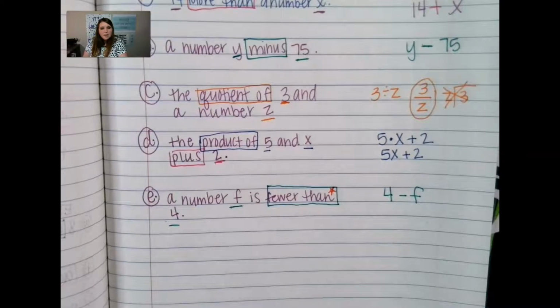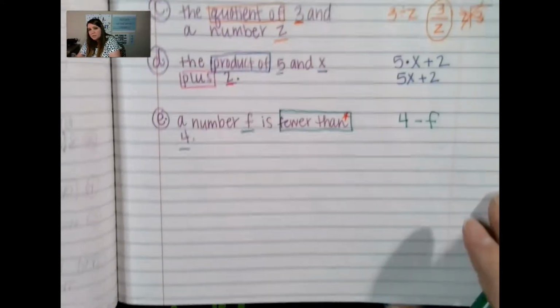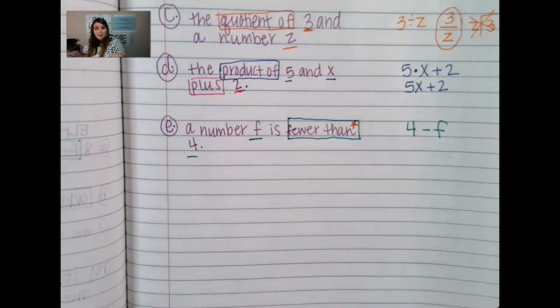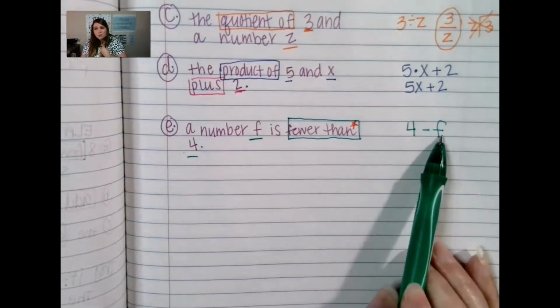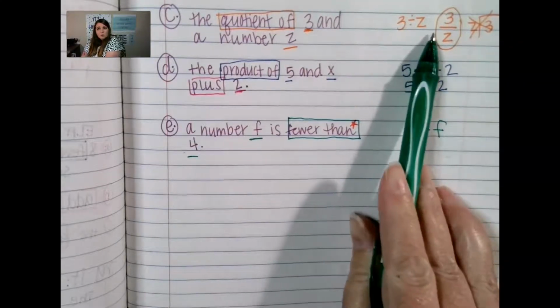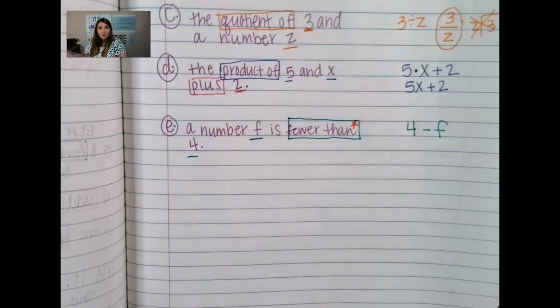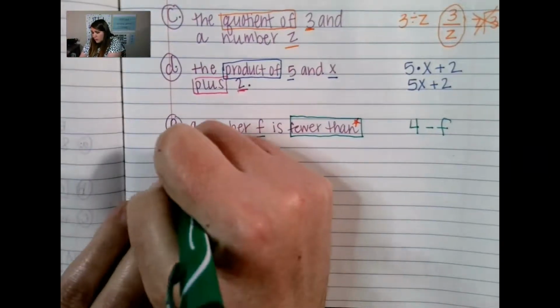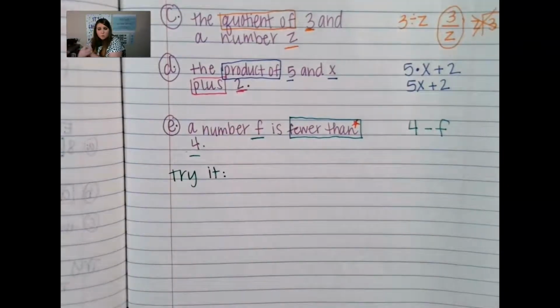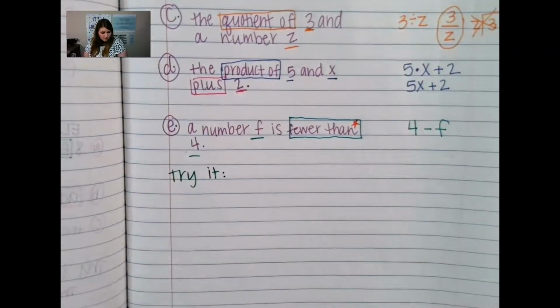All right, it is time for a try it. For algebraic expressions, remember, you are not solving anything. We don't know the value of f. We don't know the value of x yet. We don't even know the value of z. So there is nothing you can solve. Don't make up a number and put it in there. Somebody who comes along after you will give a value for those, and then we will solve them at that point. But for now, we don't solve.